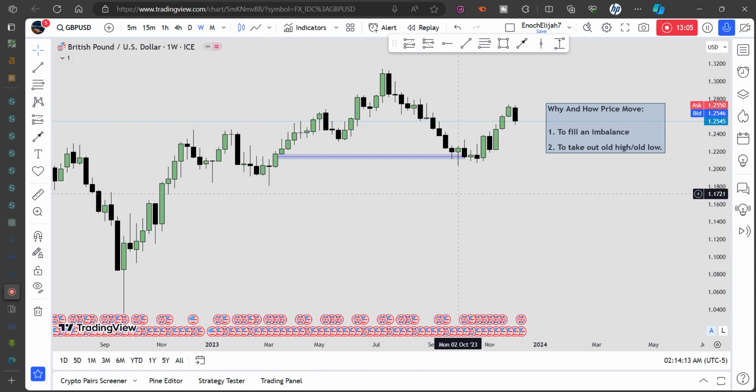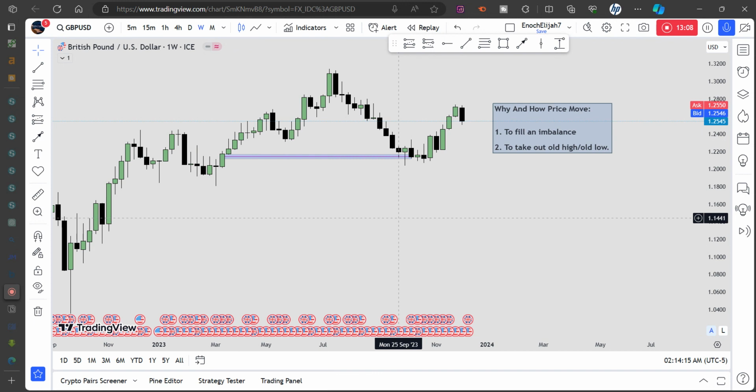So if you want to know where price is going for the long term, for the coming months, you have to come to the weekly or monthly time frame and see. And how do you see that? By looking at which low was taken out and which imbalance was filled or is about to be filled. Let me show an example of that.